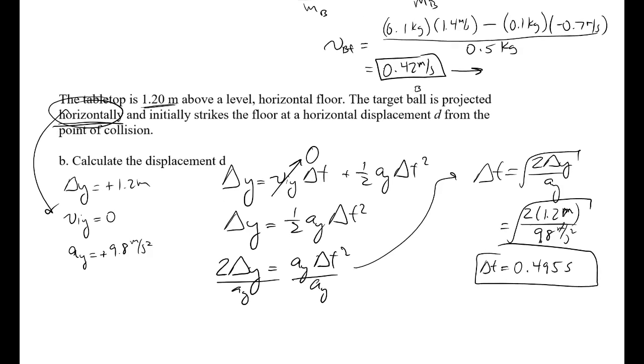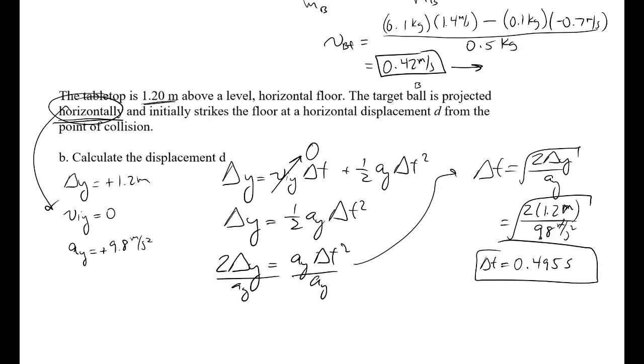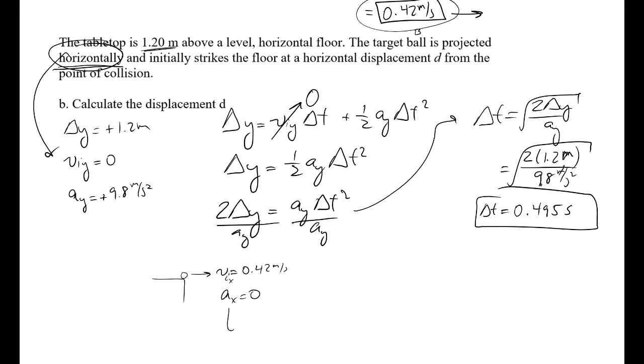Well, here's the thing. It's able to stay in the air for that long, and it travels at that speed leaving the table. So here's the table. It leaves the table with a velocity of 0.42 meters per second. So I'm going to use my favorite equation again. That's the initial velocity in the x direction. Remember, I know the acceleration in the x direction is 0, and now I know the time. I don't have to put x because time is independent of direction. It is 0.495 seconds. So, delta x equals v initial x delta t plus 1/2 acceleration in the x direction delta t squared.